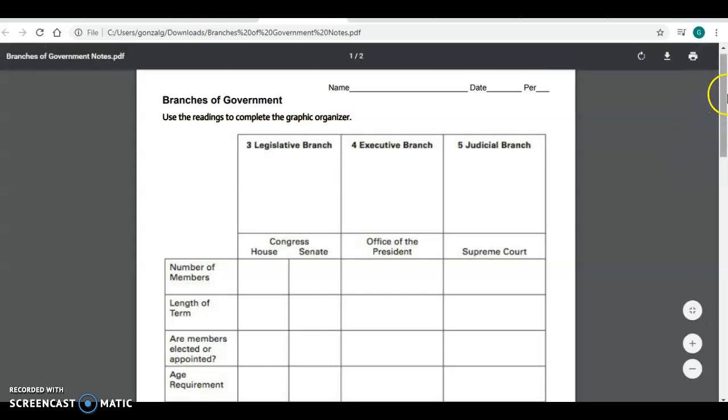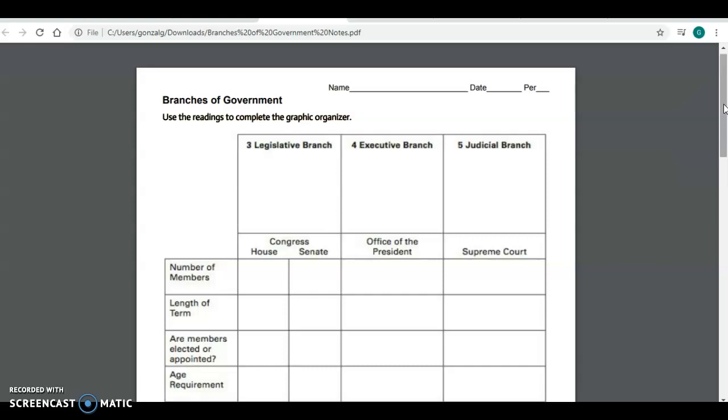Just going to give you some directions for this sheet, your assignment on the branches of government. So when you click into this link, it'll open this up. Again, you can do it on a Word document, you can do it on paper and submit a picture, however you best do it. Some of you can even figure out how to write on PDFs, but I'm going to leave that to you guys, whatever works best for you.